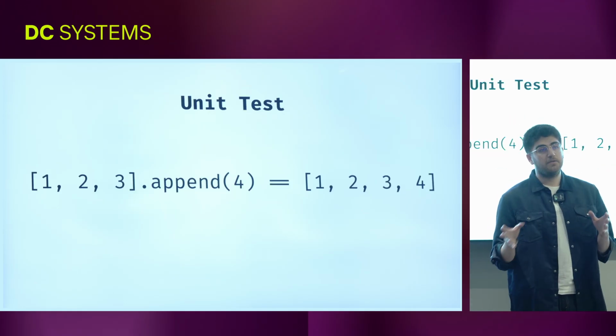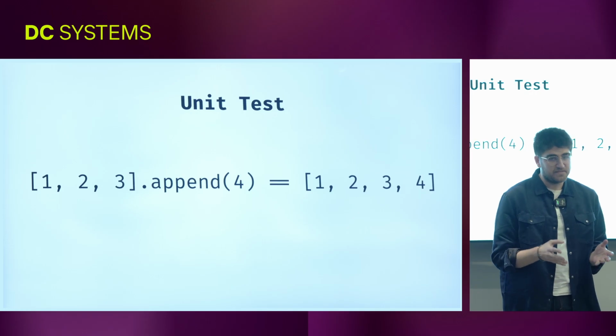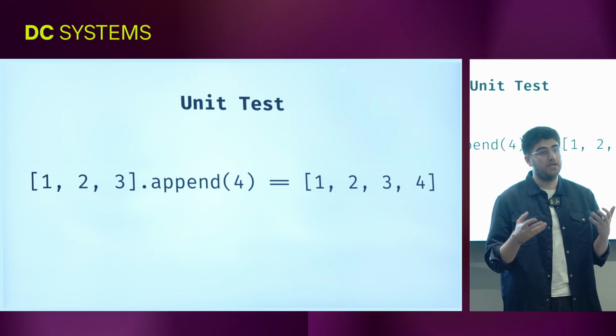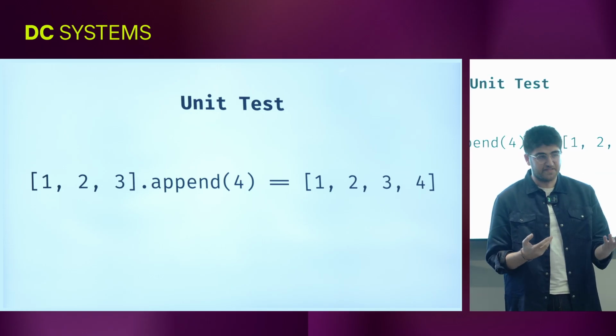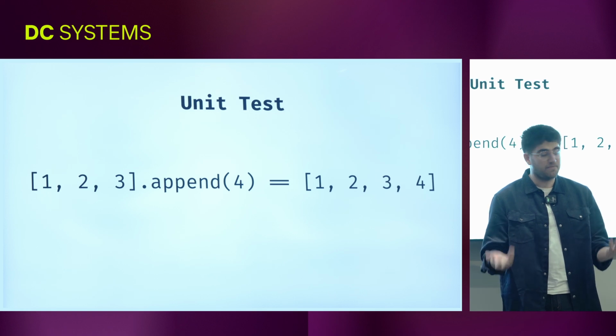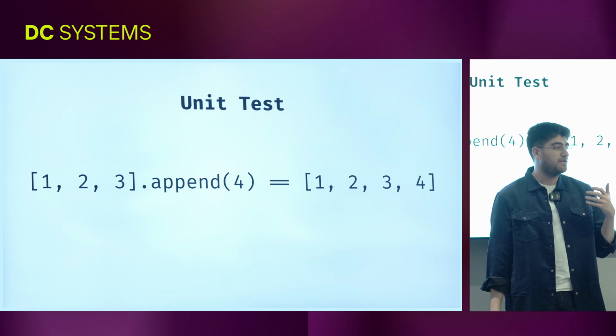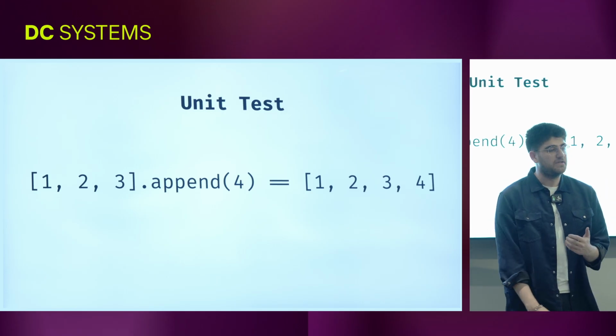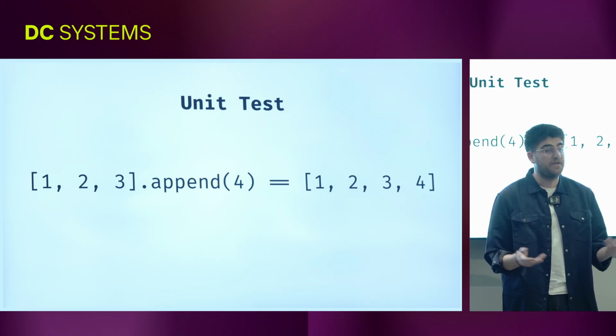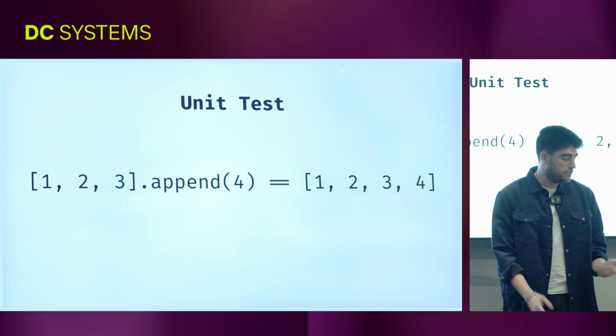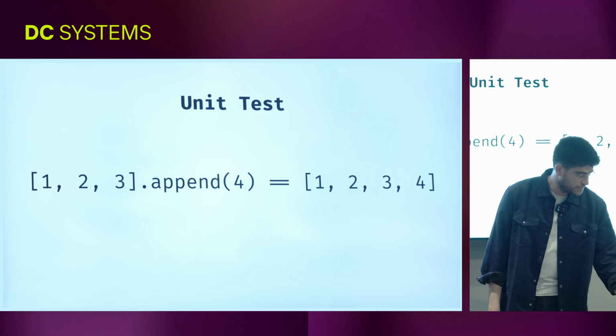So to introduce what property-based testing is, let's start with a unit test. In a unit test, we have some input-output example that defines some behavior in a concrete manner. So here we see that a list that contains 1, 2, 3, if appended 4, is going to end up as a list that is 1, 2, 3, 4.